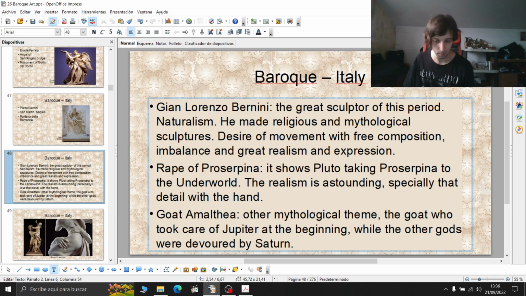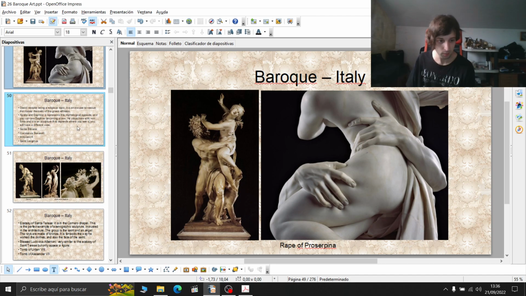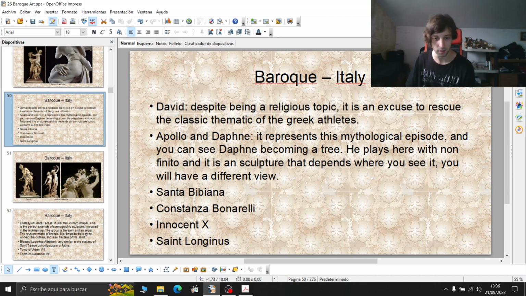Amalthea, another mythological theme, the goat who took care of Jupiter at the beginning, while the other gods were devoured by Saturn. Here, the Rape of Proserpina, I just love this. It just looks like real skin. It's wonderful. David, despite being a religious topic, is an excuse to rescue the classic theme of the Greek athletes. Apollo and Daphne represents this mythological episode, and you can see Daphne becoming a tree.